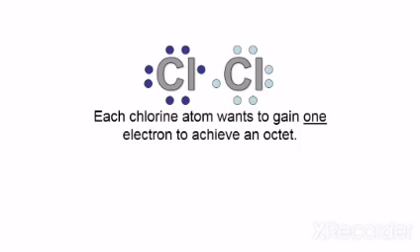For example, look at the chlorine atom. The chlorine atom has 7 valence electrons. There are 7 electrons in the outermost shell.